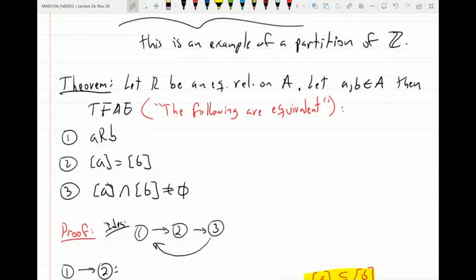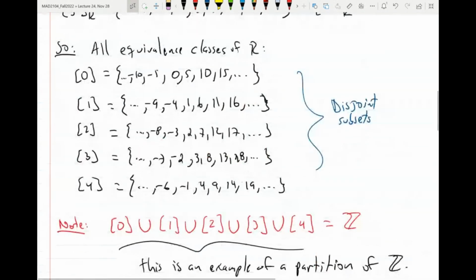Now, the consequence of this theorem is that if 2 elements are not related, so if A is not related to B, then this has to fail, meaning the classes have to be disjoint. That's what we saw here. For example, 0 and 1 are not related, so that means the elements in the class of 0 have nothing to do with the elements in the class of 1. So all of these classes are disjoint, so they make a partition.